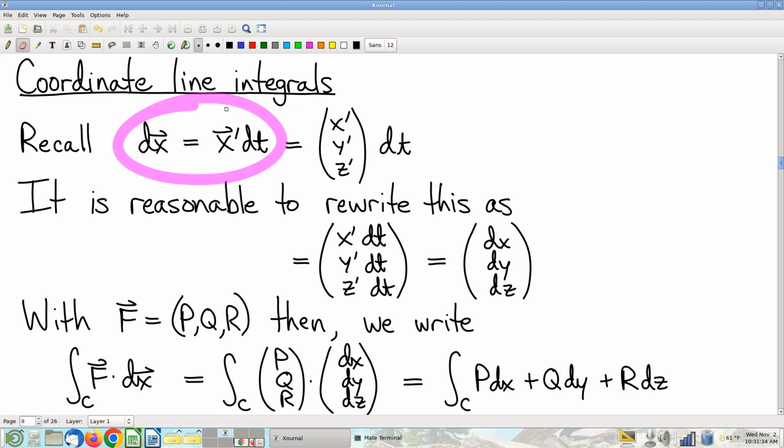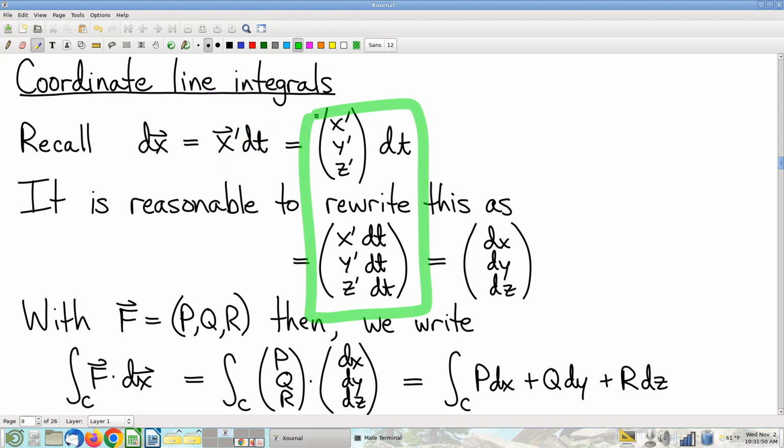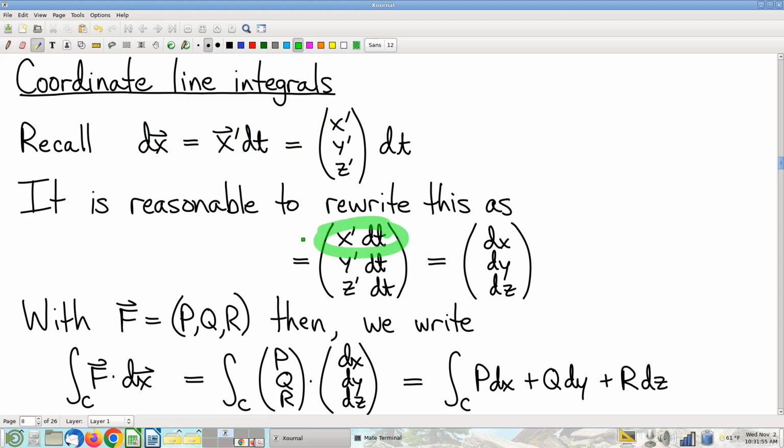dx is x prime dt. And, of course, we know what x prime is. Derivatives are computed one coordinate at a time, so x prime, y prime, z prime. Right? And then you can just distribute the dt, and you find yourself looking at expressions like that. Scalar x prime, that's dx/dt, multiplied by dt, pretty strong motivation to want to call that dx. And then likewise for these others, that's dy and that's dz.